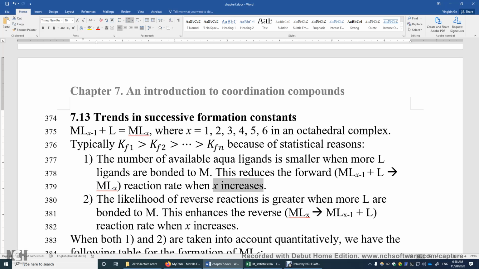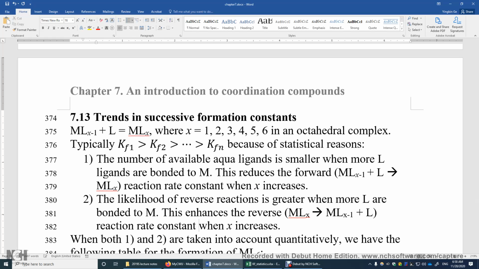So if you look at the forward reaction rate constant, it decreases as X increases. And on the bottom, the reverse reaction rate constant increases as this X increases. So both reasons result in the decrease of the equilibrium constant of this formation reaction as this number X increases.